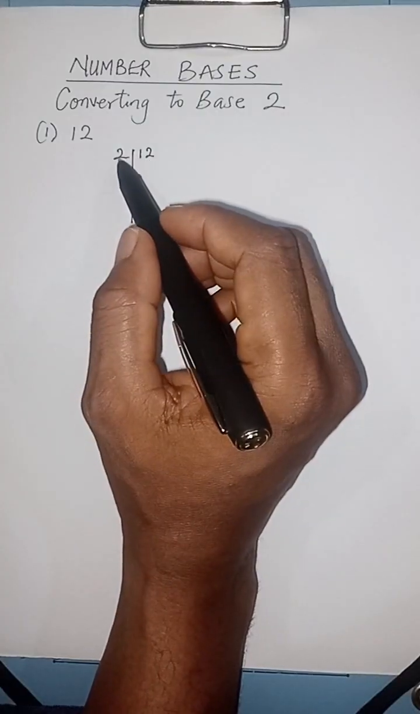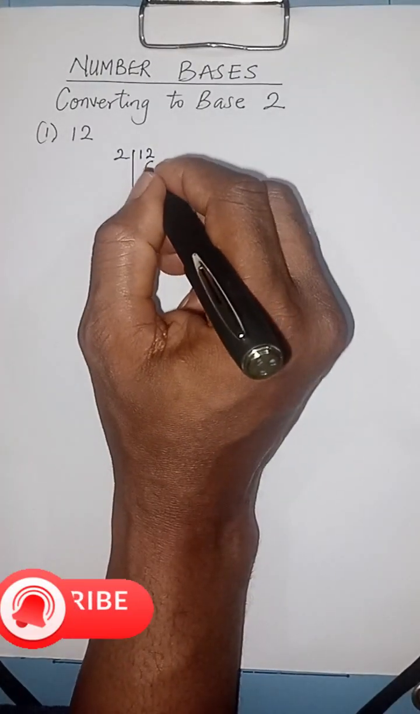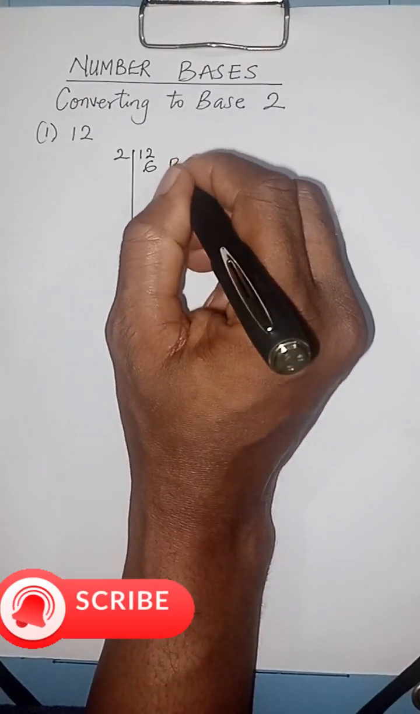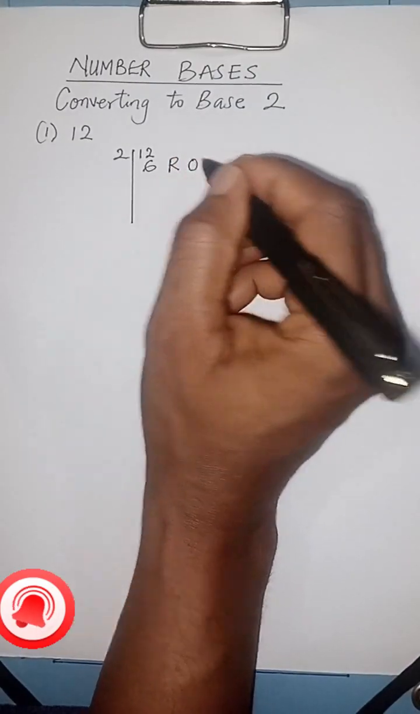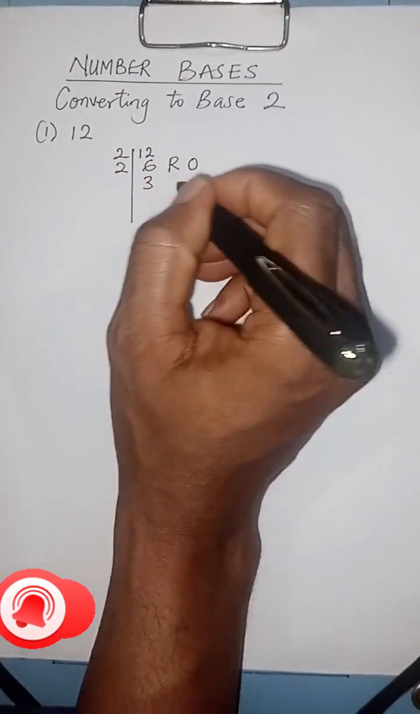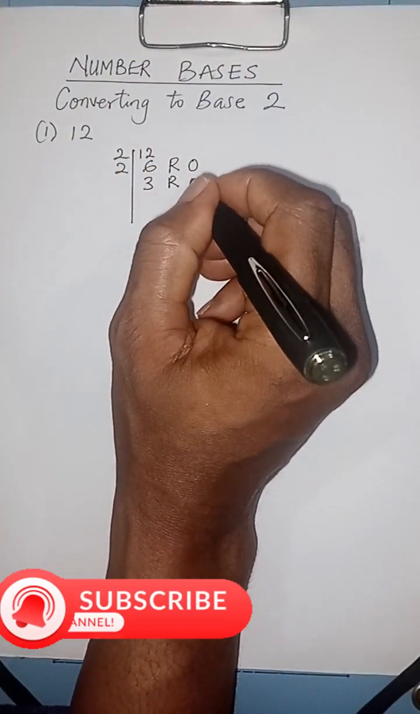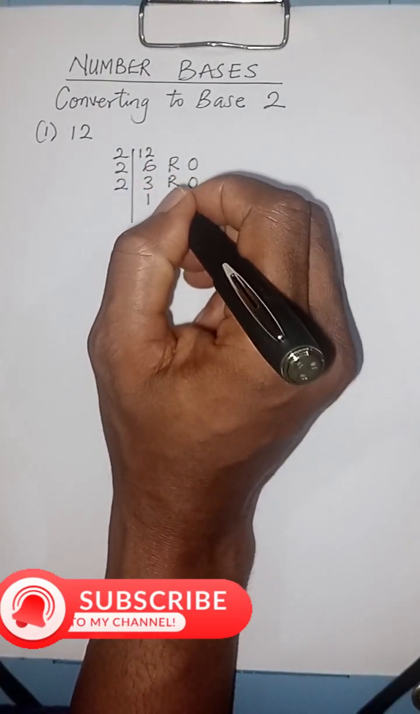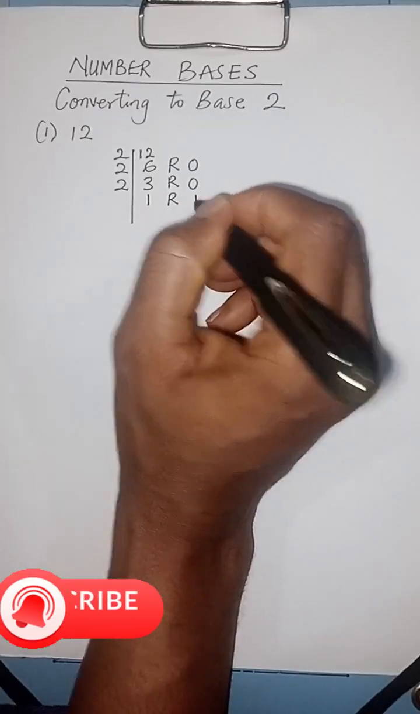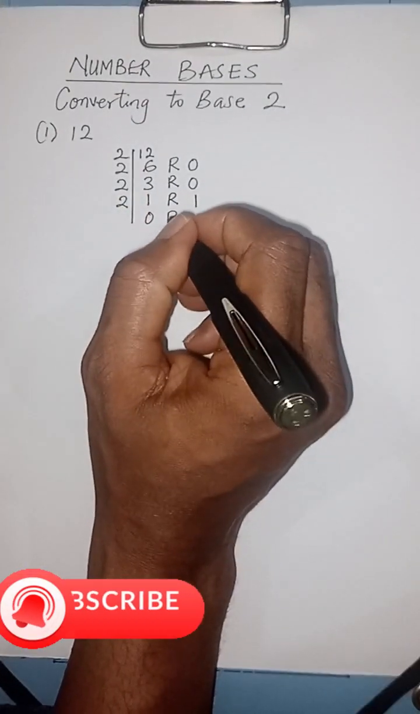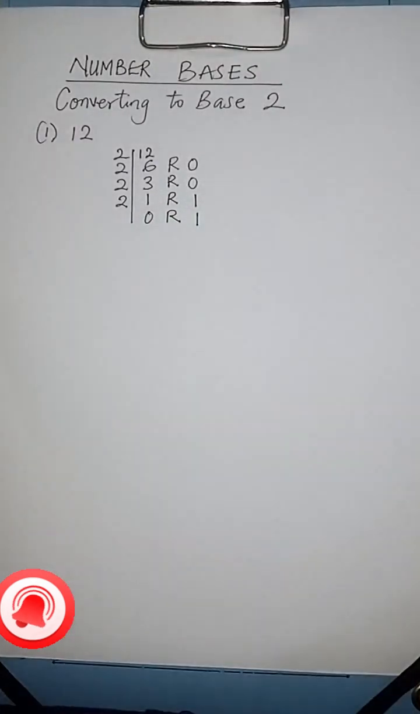12 divided by 2 is 6, but there is no remainder, so it's remainder 0. Divide by 2 again, it is 3, remainder 0. Divide by 2, this will be 1, remainder 1. And if you divide by 2, it's going to be 0, remainder 1.